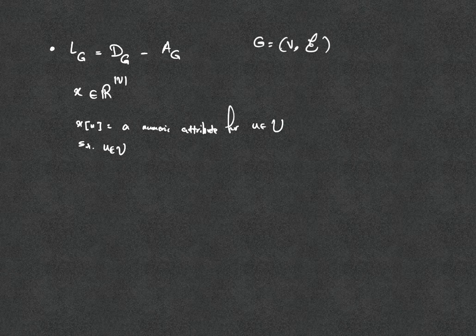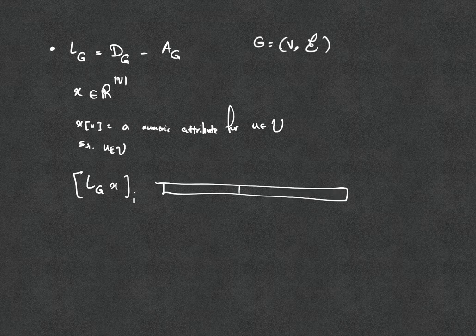Now, if you apply L, the Laplacian of graph G, on this, meaning that if you multiply this value and then take the ith element, what you're going to have is kind of interesting. So let's see. This basically means that you need to multiply the ith row of L_G with X. If you consider the ith row, the ith element would be the degree of node i.